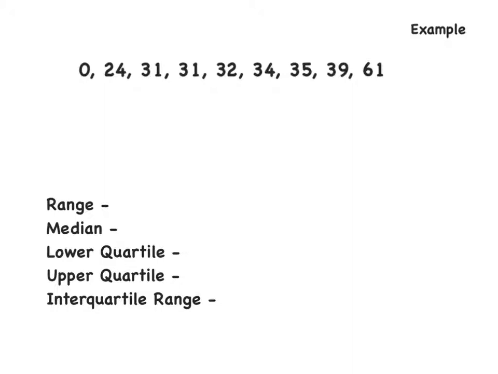So now I have an example that I'm going to walk you through. We're going to find the range, median, lower quartile, upper quartile, and the interquartile range for the numbers 0, 24, 31, 31, 32, 34, 35, 39, and 61. So we're going to start off with the easiest one first. The range. Take the highest number, 61, minus the lowest number, 0. So 61 minus 0 is equal to 61. Thus, the range is 61.